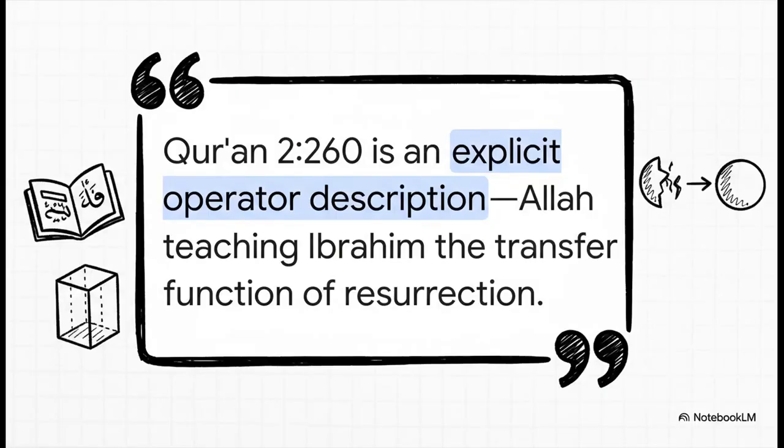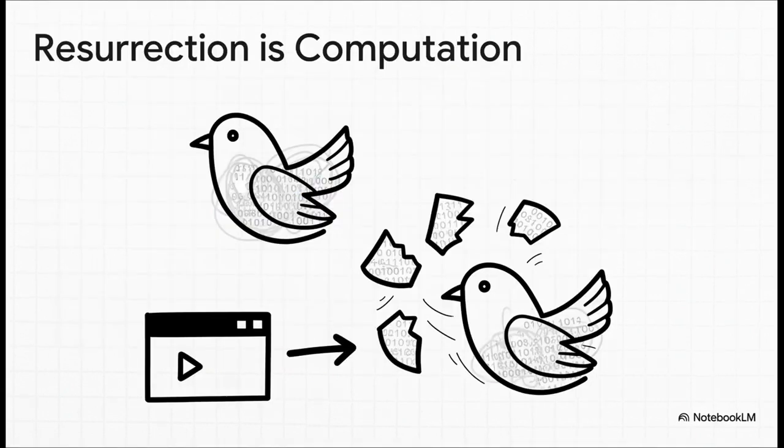So the conclusion of all this analysis is pretty profound. What we're looking at in Qur'ān 2:260 is Allah teaching Ibrāhīm the transfer function of resurrection. It's not just a raw display of power, it's a deep lesson in the underlying elegant mathematics of existence itself. This changes everything. In this model, life isn't just continuous matter, it's addressable information. Death isn't the end, it's not annihilation, it's just state separation. And resurrection, it isn't magic, it's a state recall.